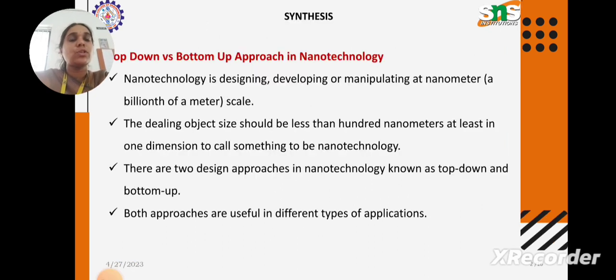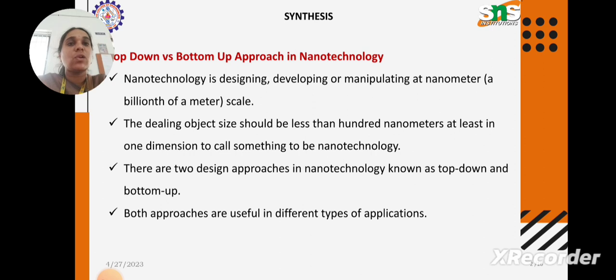Today I am going to share about synthesis of nanomaterials. There are two methods, top down and bottom up. First we are going to see the difference between top down and bottom up.